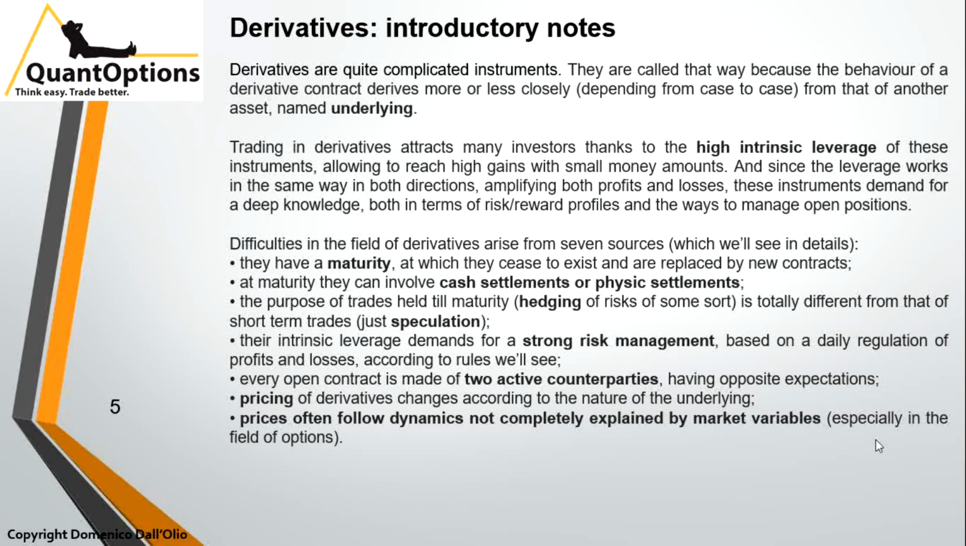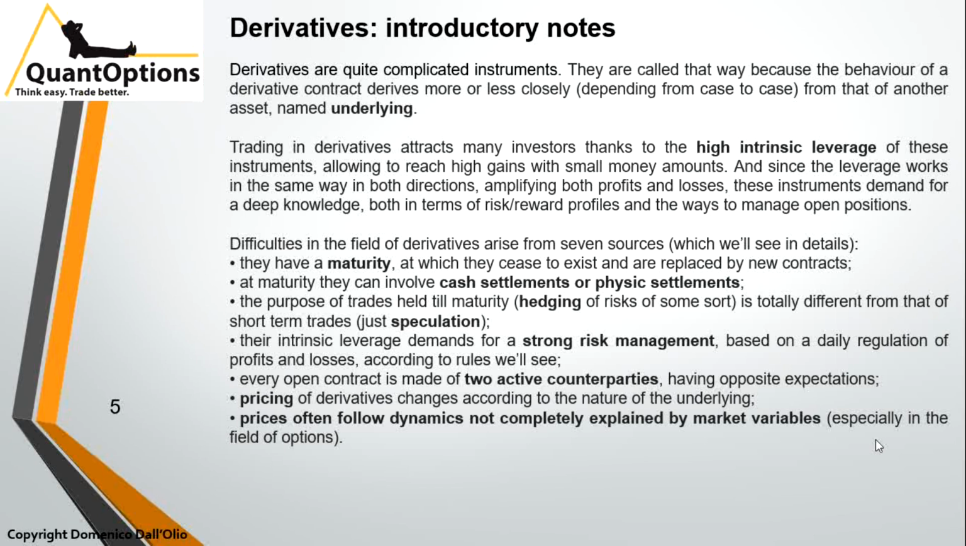So I was saying that the purpose of trades held till the maturity is totally different from that of short-term trades. Usually, short-term trading on derivatives is pure speculation. Trades held till the maturity on a futures contract or on an option contract may also have hedging purposes, hedging of risks of some sort. The intrinsic leverage of derivatives demands a strong risk management based on a daily regulation of profits and losses according to a set of rules which we will see.